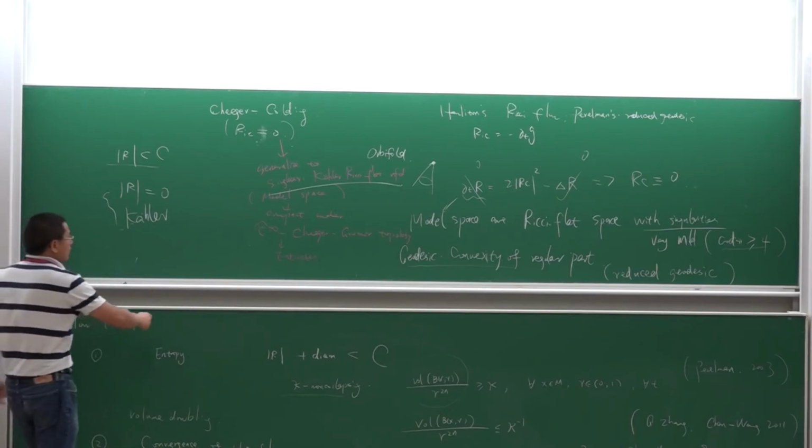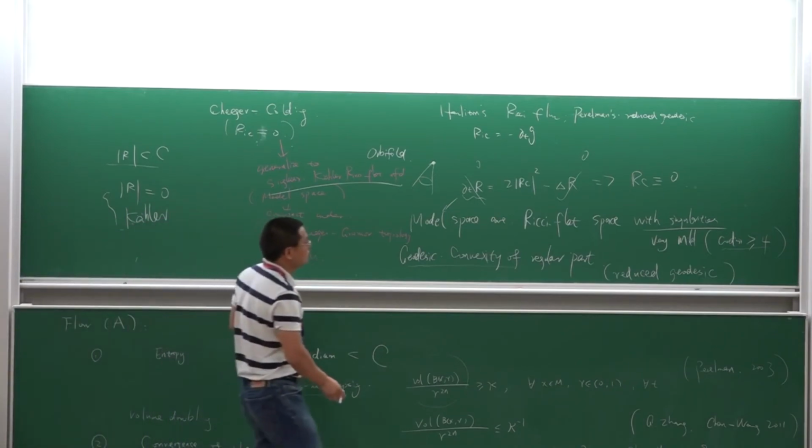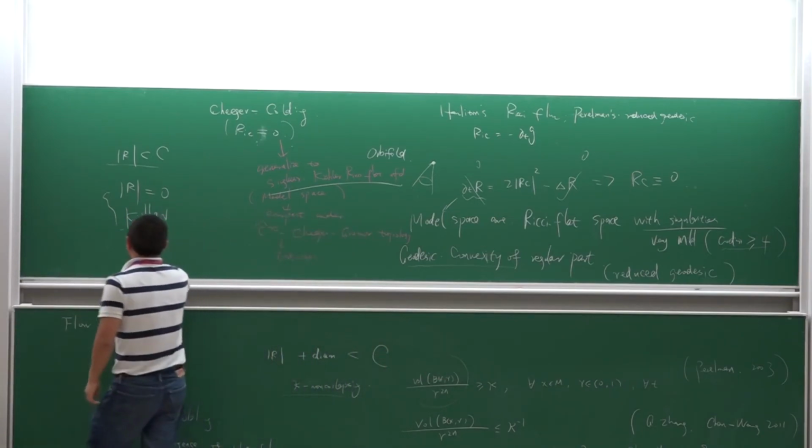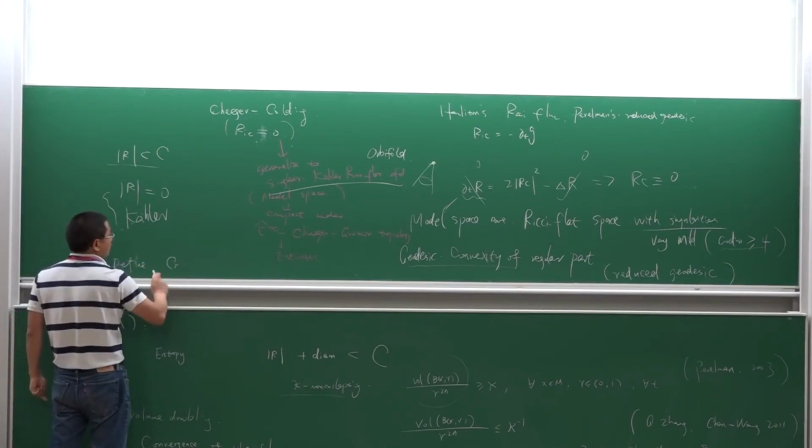Okay, so then, after we observe this, the proof of the convergence theorem is this. So we define the canonical radius.